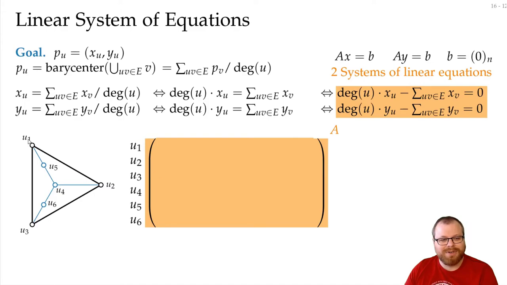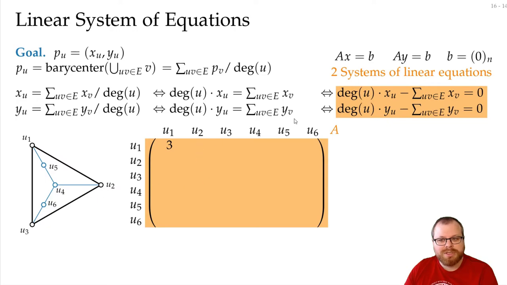We just number the vertices from 1 to n. And in the kth row, we have vertex k. In the kth column, we have vertex k. So how does this look now? Let's have a look at the first vertex u1. We have here the degree of the vertex times its x coordinate, so we put a 3 here. And then for every neighbor, we have minus the x coordinate of the neighbor.